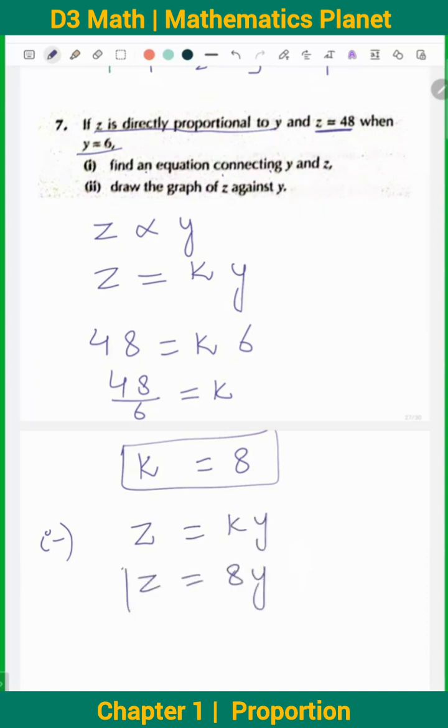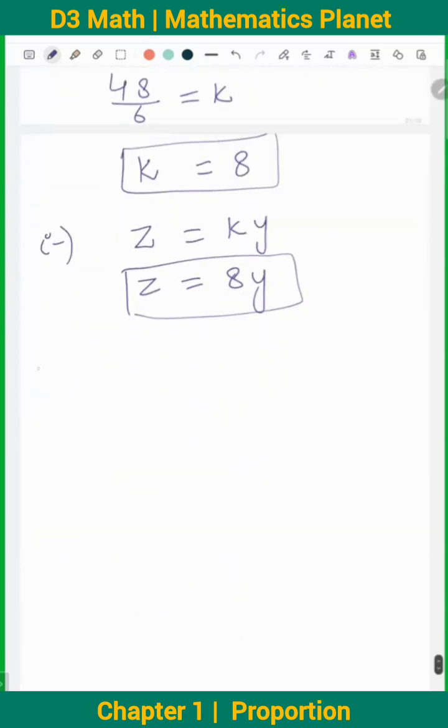So this is the equation connecting z and y. Z is equal to 8 times y. Now draw the graph of z against y. So to draw the graph, first of all, you have to make a table of y and z. Now you will take a few values of y yourself and work out the values of z.